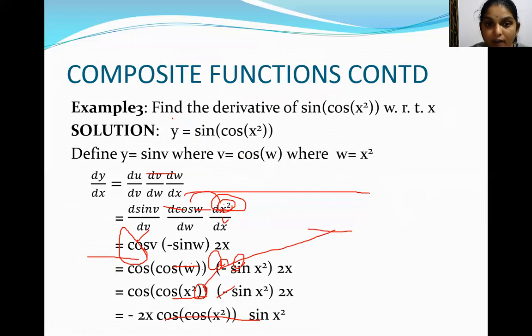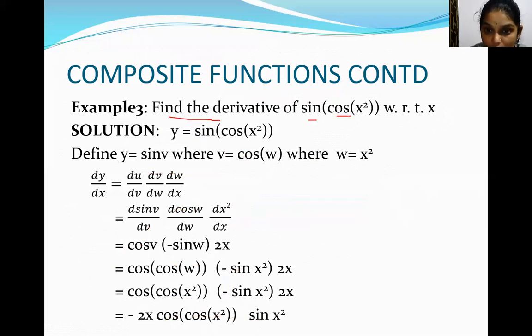Find the next one. Find the derivative of sine operating on cos operating on x square. Here it is the composition of totally 3 functions. I will call this innermost function x square as w, and then cos of that w. So it becomes cos w, and then sine of, I will call this cos w as v. So it is sine v. Thus we have sine v, where v is cos w, where w is x square. Like this we will split. Then dy by dx is du by d phi into d phi by dw into dw by dx. Like this one, right? D by d phi operating on sin phi, it is cos phi.